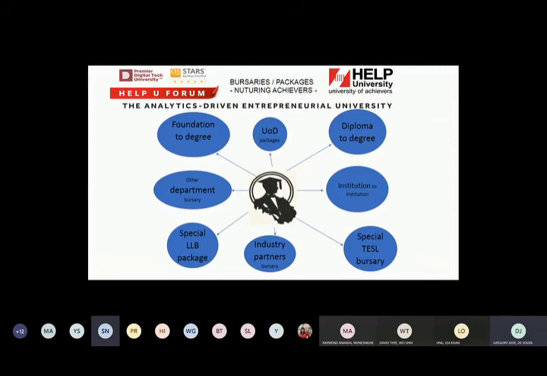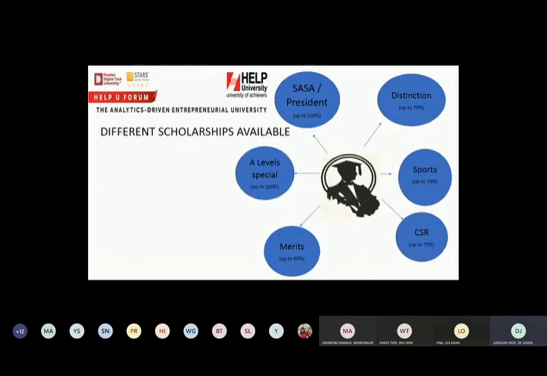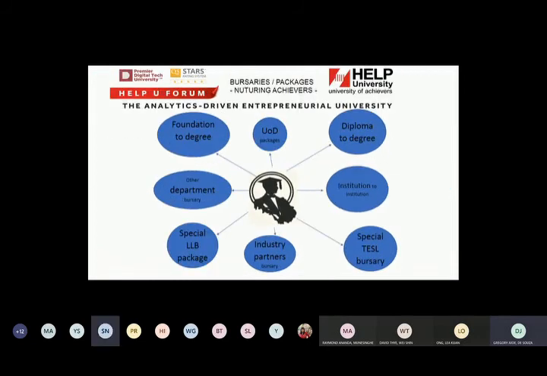Apart from the scholarships that we make available to our students who are joining us, we also have bursaries. These bursaries are tactical marketing bursaries. It's a one-off thing whereby when you join us at a particular intake, we will give you a bursary of between 10% to 30% or 5,000, whichever is higher. These are the types of bursaries.